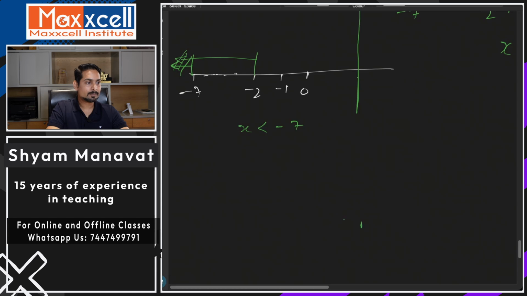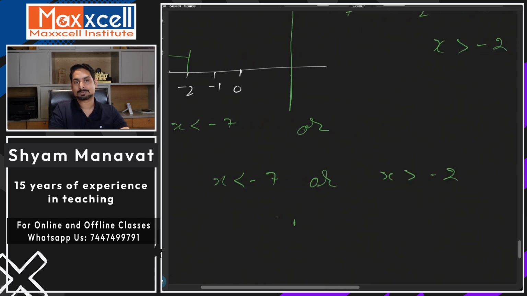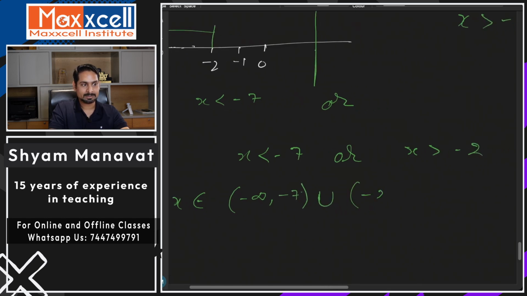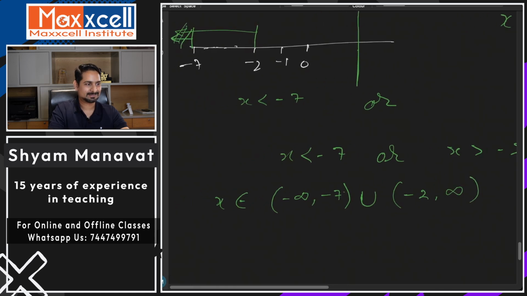So here we got the conclusion, so we can say x is less than minus 7 or x is more than minus 2. That's the answer. Do you want to see how you write it in the form of brackets? In terms of sets, you will write x belongs to minus infinity to minus 7, union, or more than minus 2, right? So minus 2 to plus infinity. That's your answer, guys.